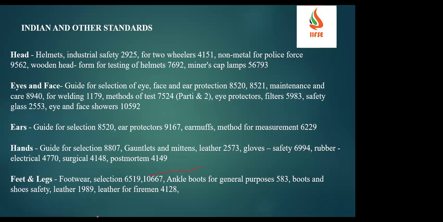Okay. One is head protection. Here the helmets: industrial safety, which is 2925. For two-wheeler, it is 4151. And non-metallic for police force, it is 9562. And other helmets, which is for other activities. And if you see eye and face protection, guide for selection of eye, face, and also ear protection. These are the various Indian standards.